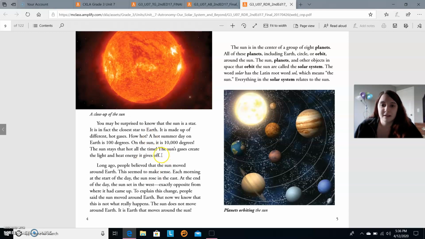And then the second part is the gases are what create that heat and energy and light. So the sun is actually a big ball of gas. It looks like it's something a little bit thicker. It looks like a planet, but it's actually made up of gases, and those gases give off the light and heat that we know the sun for. So the next question I want you to think about is, does the sun move around the Earth or does the Earth move around the sun?